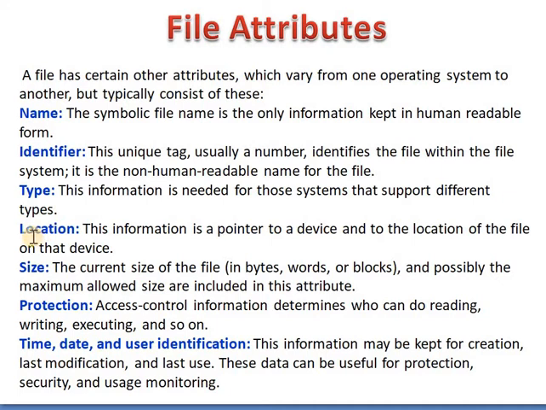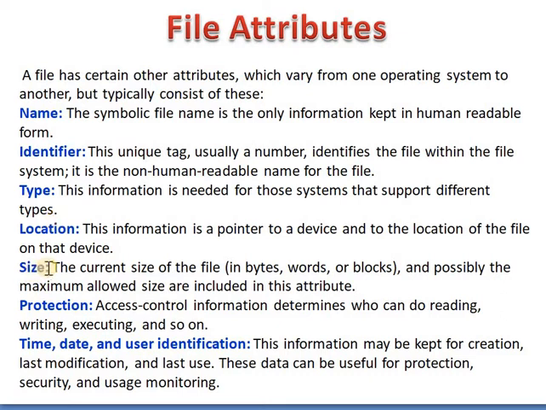Next one is the location. This information is a pointer to a device and a location of a file on that device. The location attribute of a file denotes the particular location or area in which that particular file is present. That is defined by the location.